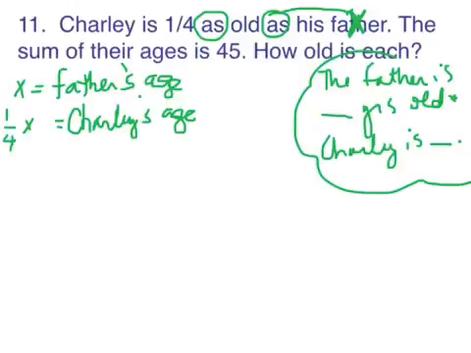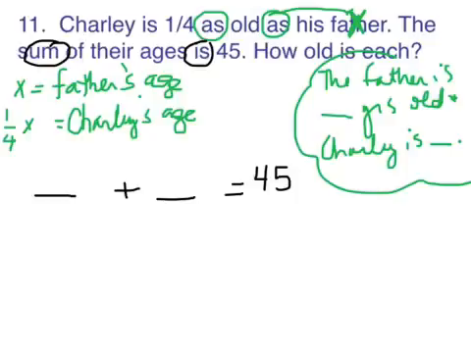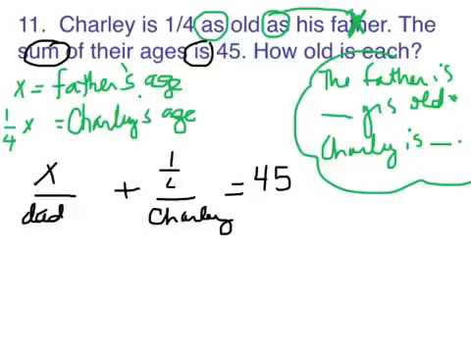Now let's go to the second sentence. The sum. Sum means we're going to add 2 things. And what did they tell us they add to? The sum of their ages is 45. Is means equal, so 45 is what they equal to. And if we're adding their ages, then Dad plus Charlie is 45. Well, we know what those amounts are because we already labeled our variables up here. Always label your variables, okay? So Dad is X, Charlie is a fourth X.